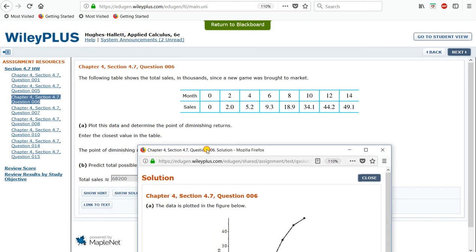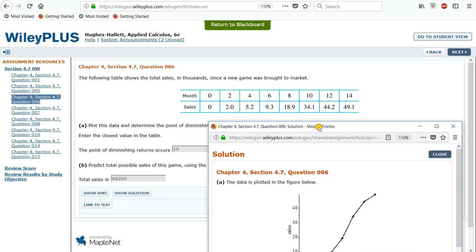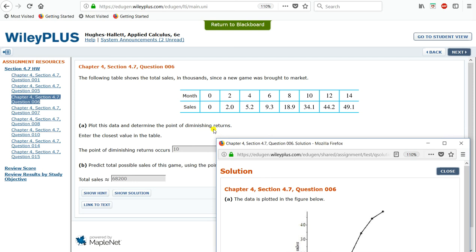So 6 says: the following table shows the total sales in thousands since the new games were brought to the market. Plot the data and then determine the point of diminishing returns, or the inflection point.